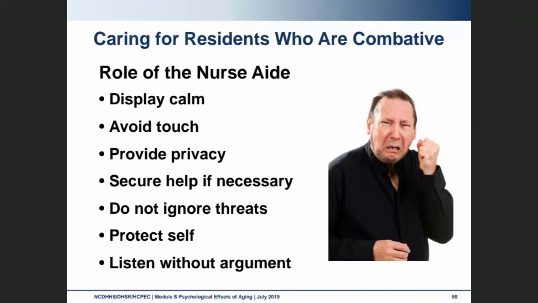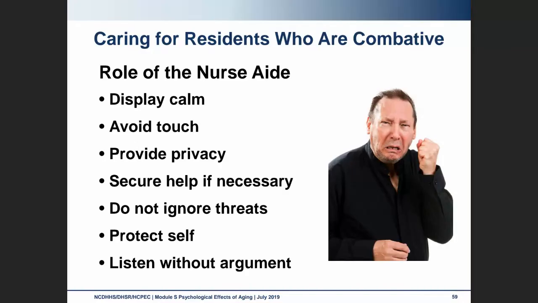Caring for residents who are combative. Display a calm manner. Don't touch the resident. Provide privacy. Get help if needed. Do not ignore any threats that they make. And protect yourself and others from harm. Also, make sure that we listen without aggression, argument, or taking what they're saying personally.